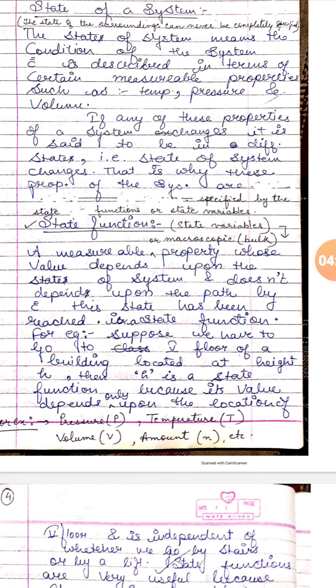These are measurable or macroscopic or bulk properties whose value depends upon the state of system and doesn't depend upon the path by which this state has been reached. A state function, for example, suppose we have to go to 5th floor of a building located at height h. Then h is a state function because its value depends only upon the location of the 5th floor and is independent of whether we go by stairs or by lift.